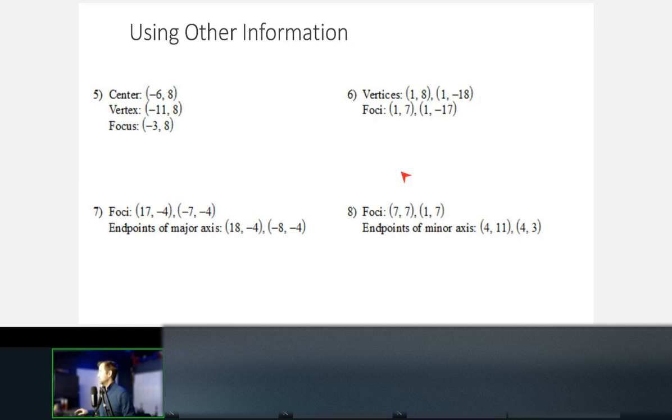Number 6, I give you two vertices. I don't tell you if it's major or minor vertices. I give you the foci, the two focal points, and you have to figure out everything else. Number 7, I give you both foci points, and I do tell you the endpoints of the major axis are these. And then number 8, I give you the foci points, and I give you endpoints of the minor axis. So you can kind of see I'm giving a little bit less information. You have to do more work to figure out these equations.